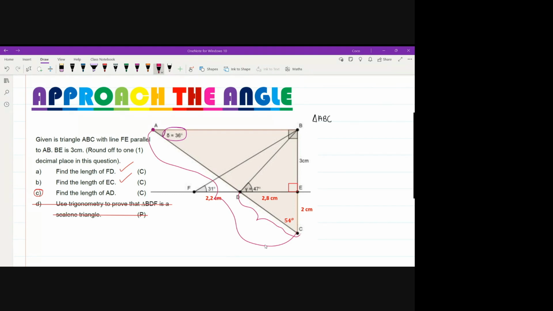Yes, Didimalo, that's correct. Angle A is 36 degrees. It's quite small. Sorry about that.